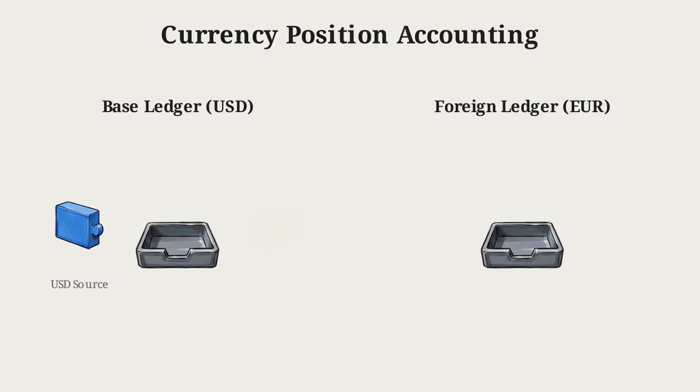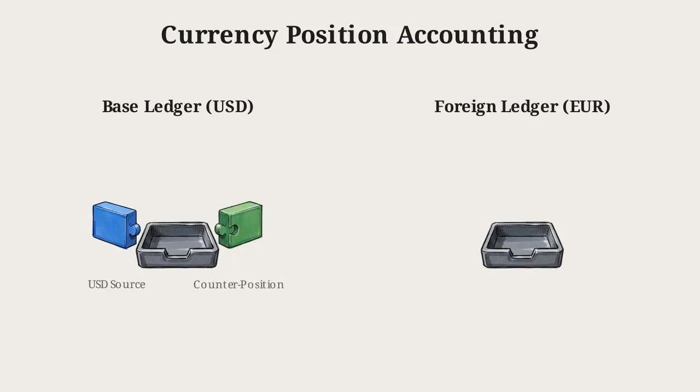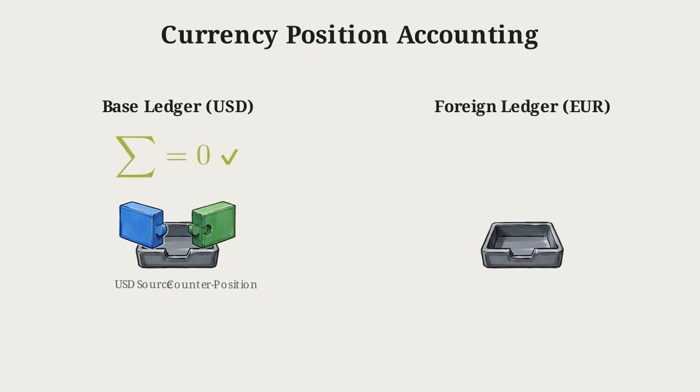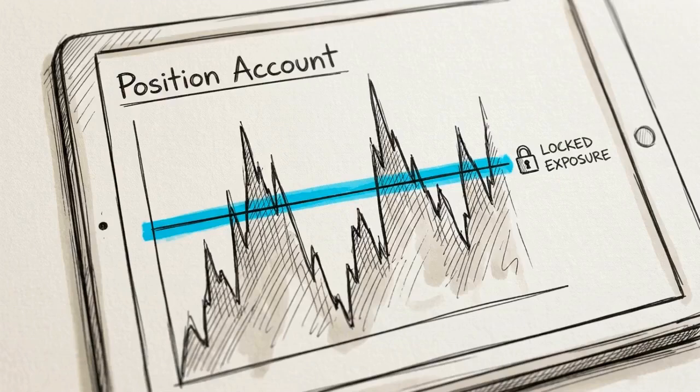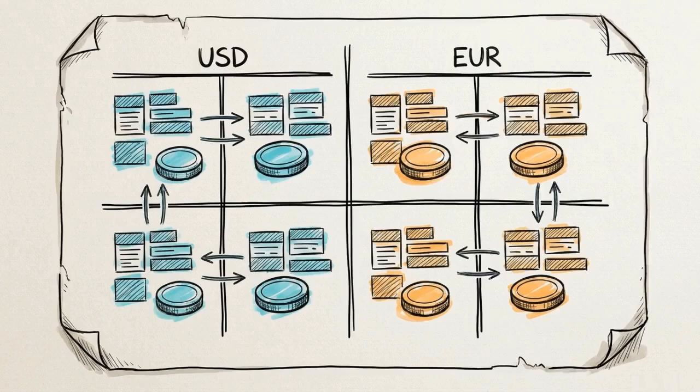In the base ledger, we debit the USD source and credit a USD counterposition, balancing the USD side to 0. Simultaneously, in the foreign ledger, we debit a euro position and credit the euro destination, balancing the euro side independently. The counterposition account in the base ledger records the historical cost basis of the transaction at the time it occurred. The foreign position account tracks the actual currency exposure the institution is now holding. This 4-leg method preserves the zero-sum invariant by ensuring each currency balances independently within its own ledger space.